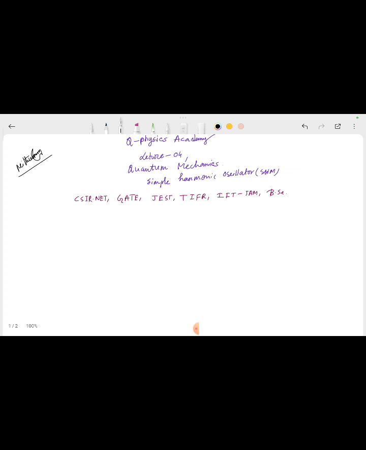So let's continue our lectures on simple harmonic oscillators. In today's class, we will discuss the first excited state wave functions, second excited state wave functions, as well as the corresponding eigenfunctions, and the graphical view of the ground state, first excited and second excited states. Okay, let's start our lecture.